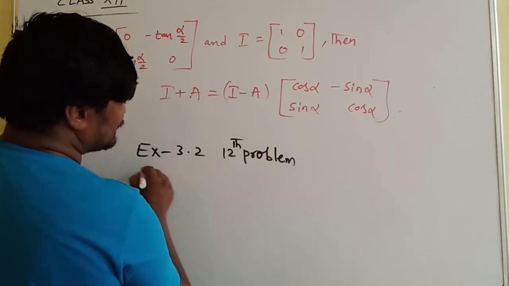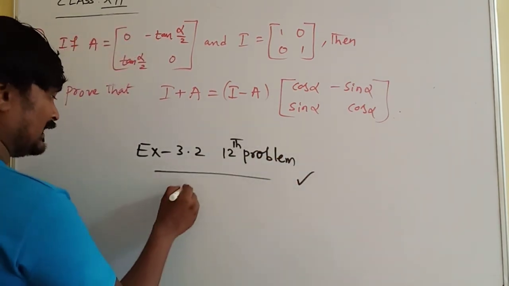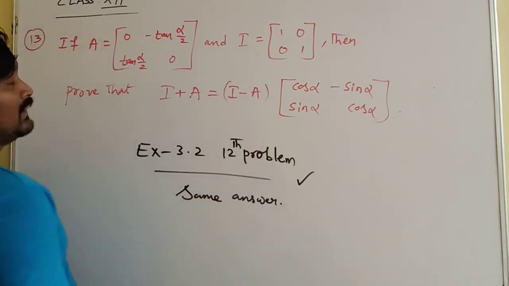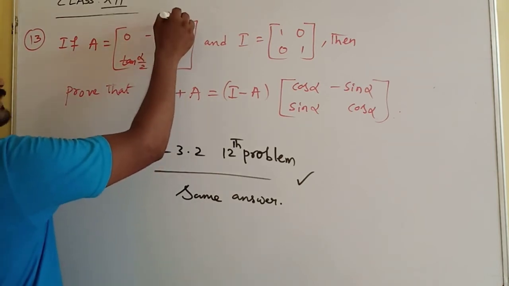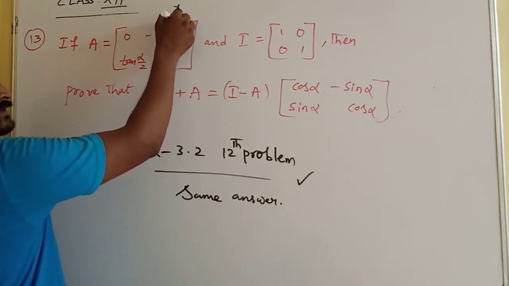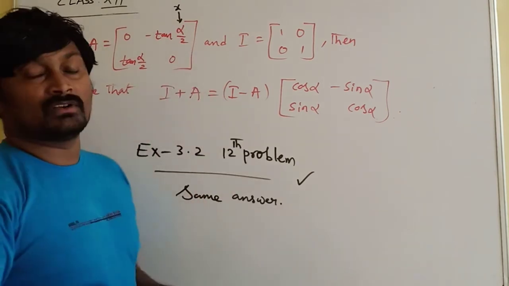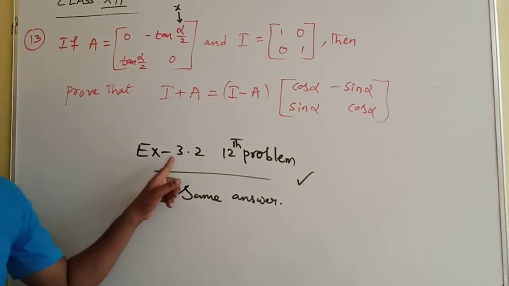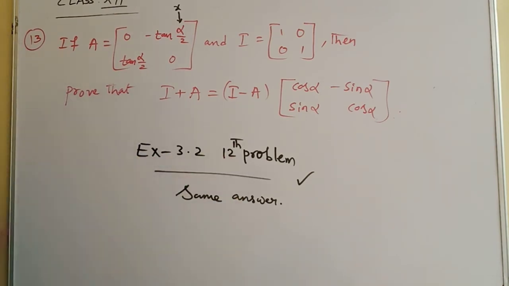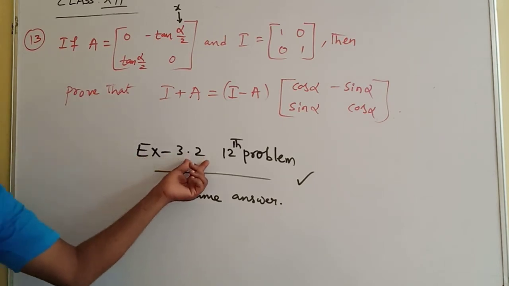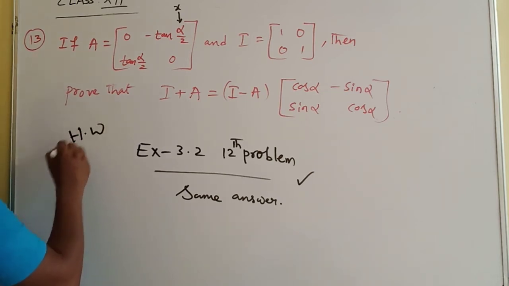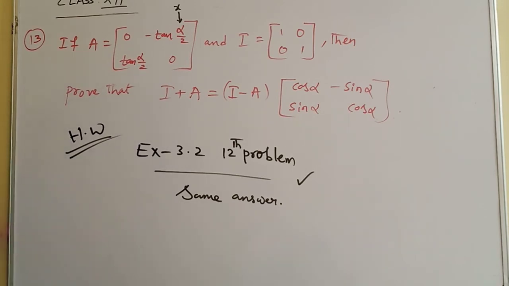So it is the same answer. Instead of alpha there x is there; wherever x is there just substitute alpha in that place, and you are going to get your answer. So that is homework for you. Just concentrate, refer to your exercise number 3.2, 12th problem. Okay, so this was explained in the last video. So that is about your 13th one and it is homework for you all. So now let's move on to the 14th problem.